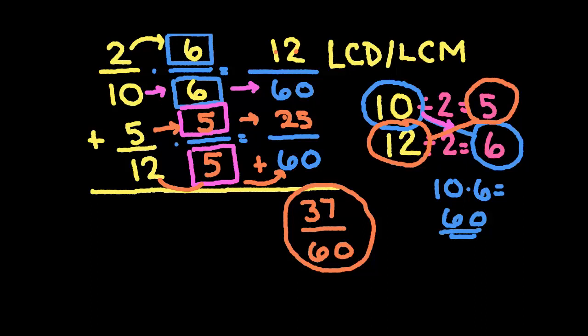All right, we're going to go ahead and do one more. Let's do 7/21 plus 4/18.